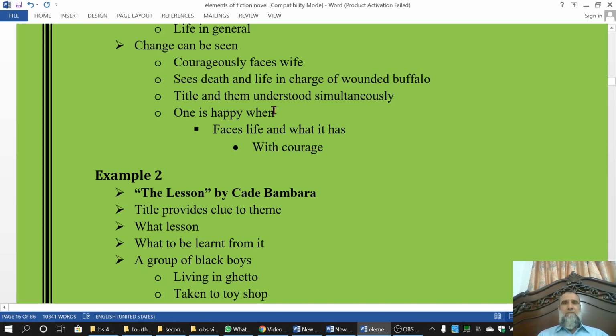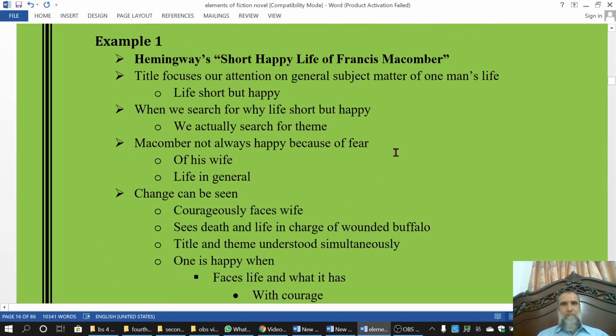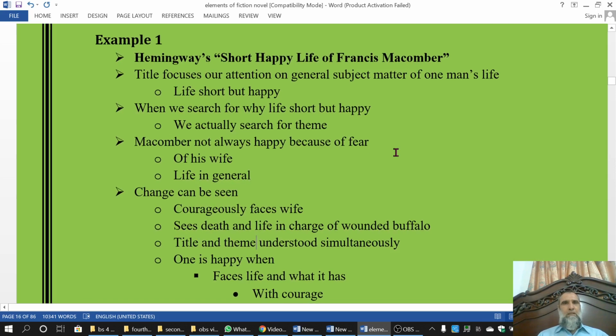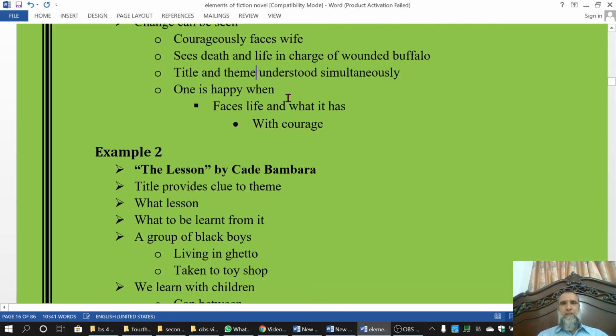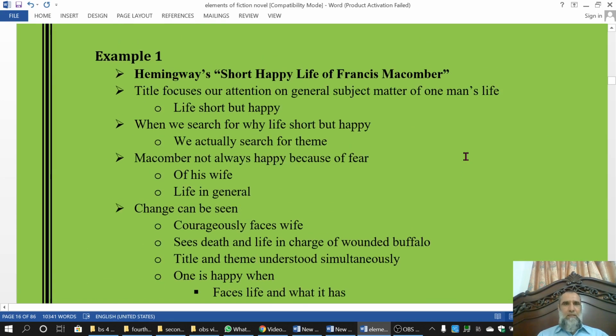The title and the theme are understood simultaneously. The title is Short Happy Life, short life, because Francis Macomber is soon killed by his own wife. It is happy because in this short life he became very happy when he was courageous. So the title and the theme are understood simultaneously. One becomes happy when one faces life and what it has with courage. And this one example is enough.